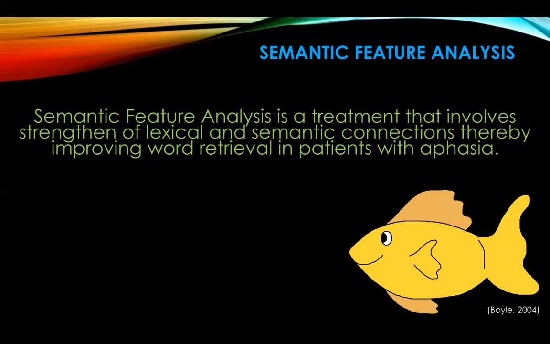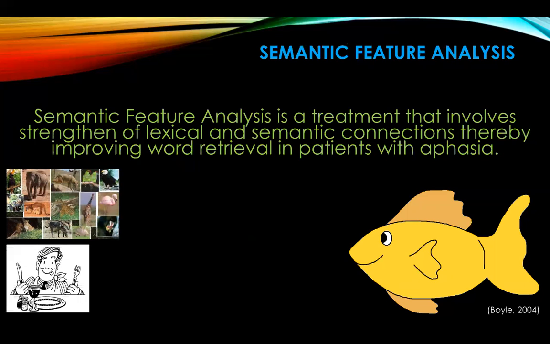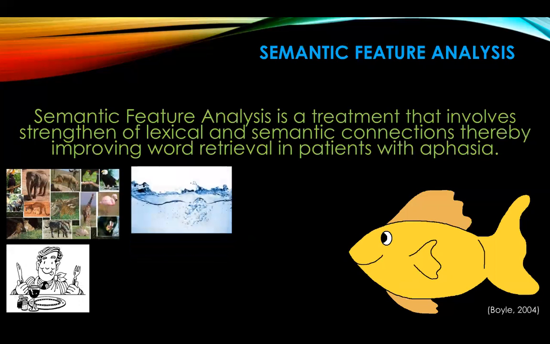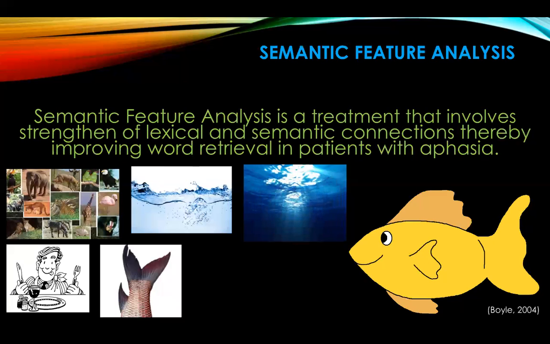So for group, you could say that it belongs to the group of animals. For use, you could say you could eat it. For action, you could say that it swims. For property, you could say that it has fins and it has scales. For location, you could say that it lives in the ocean. For association, you could say sushi or SeaWorld or aquarium.